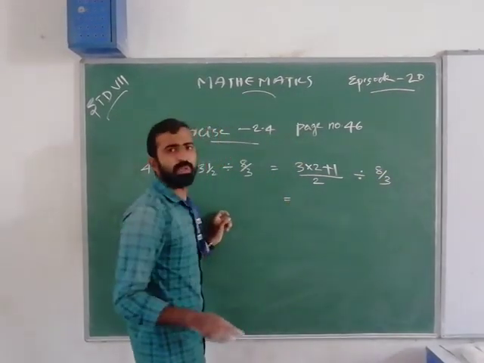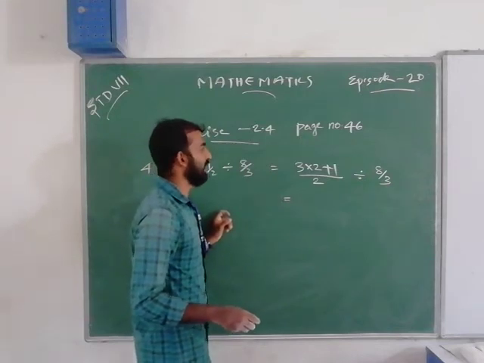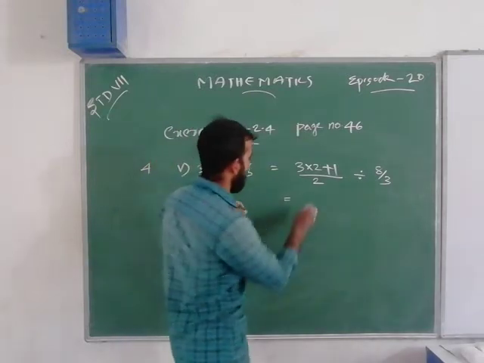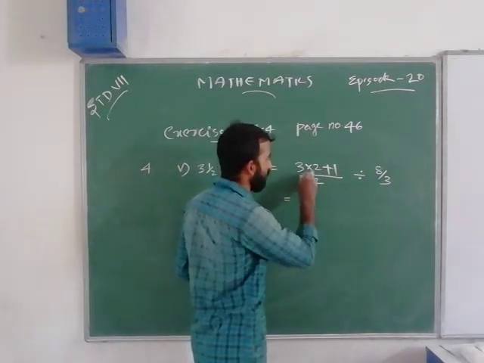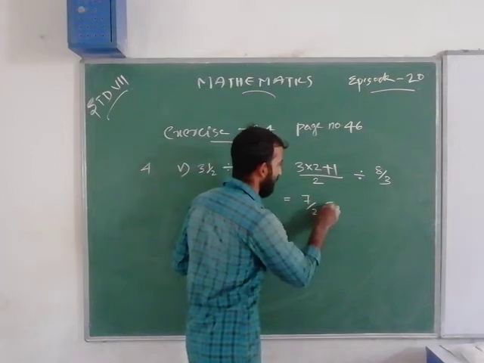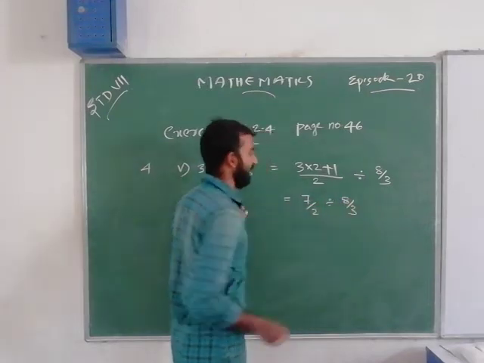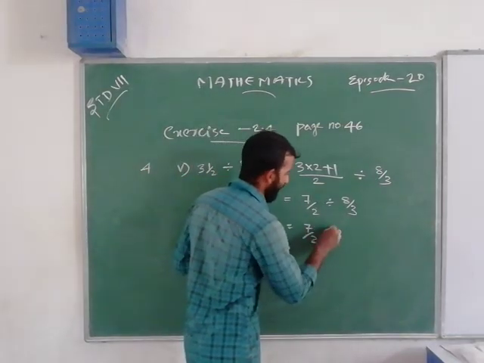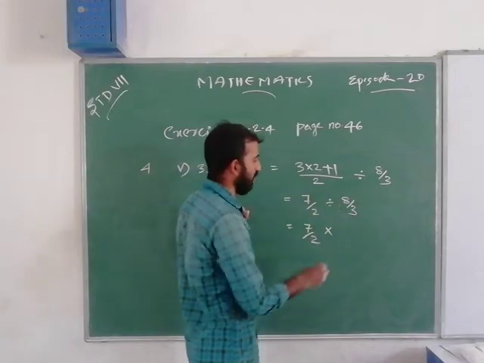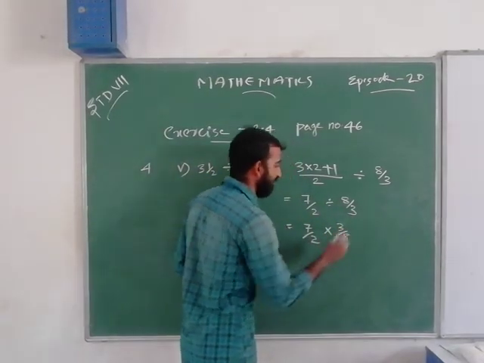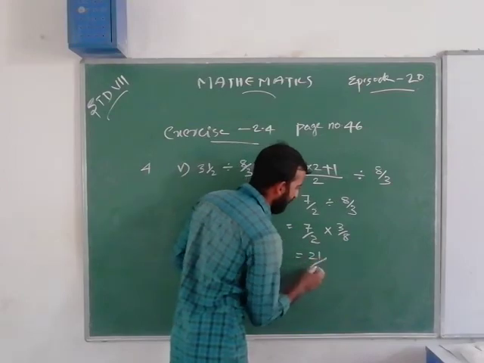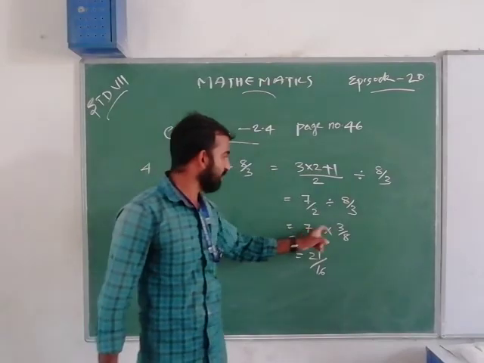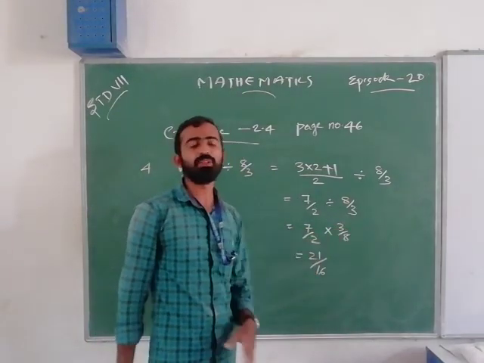That is 3 into 2 means 6, 6 plus 1, 7. So we get 7 by 2, division 8 by 3. Here 7 by 2 into, we take the reciprocal of 8 by 3, that is 3 by 8. That is 21 by 16: 7 into 3 we get 21, 2 into 8 we get 16.